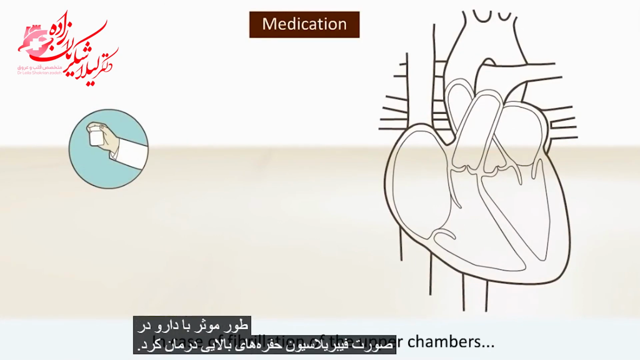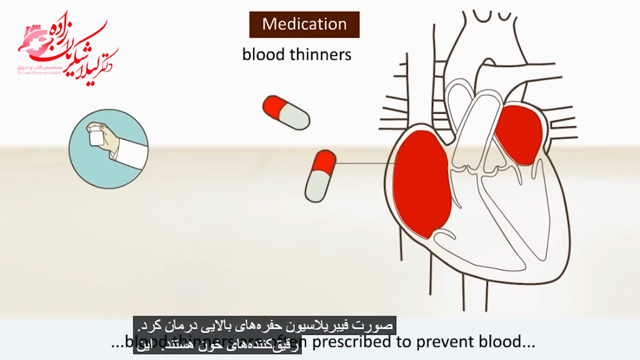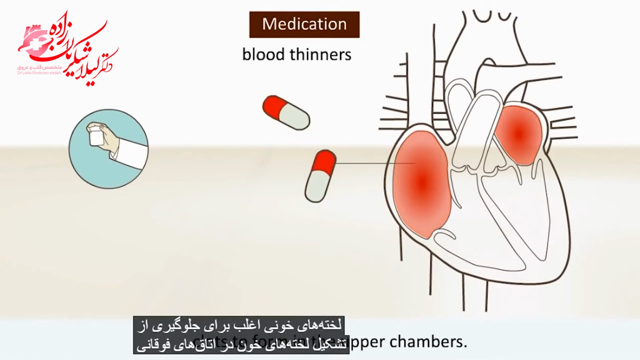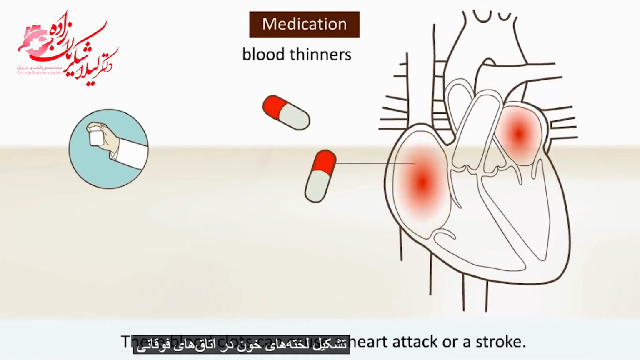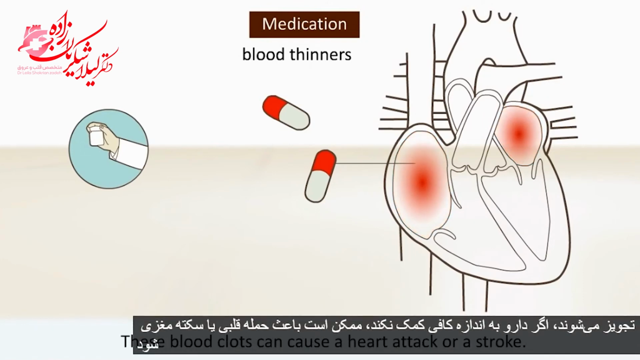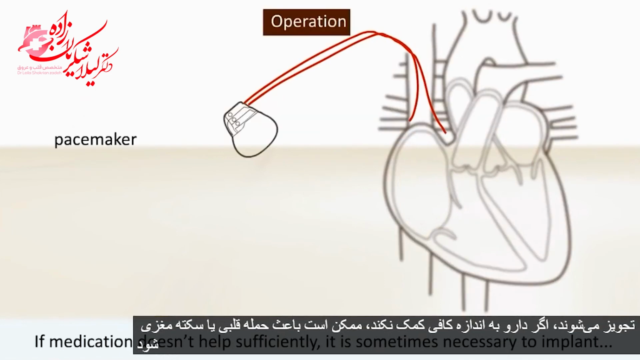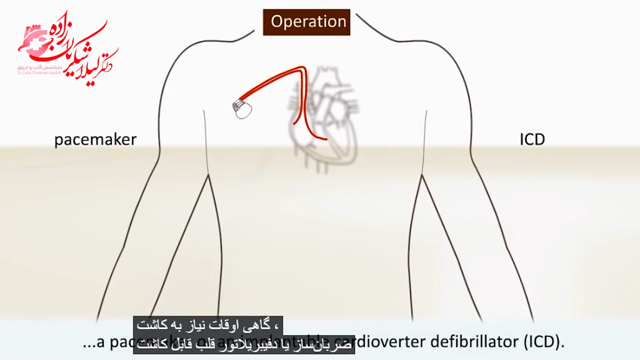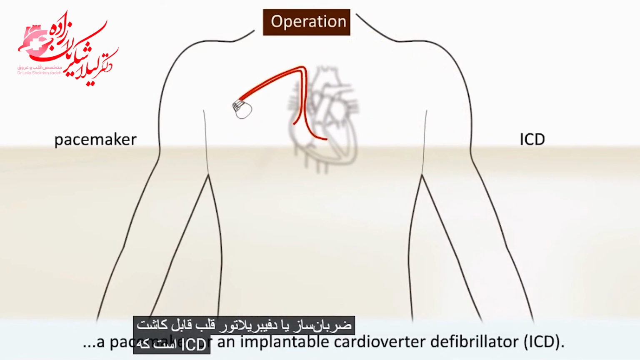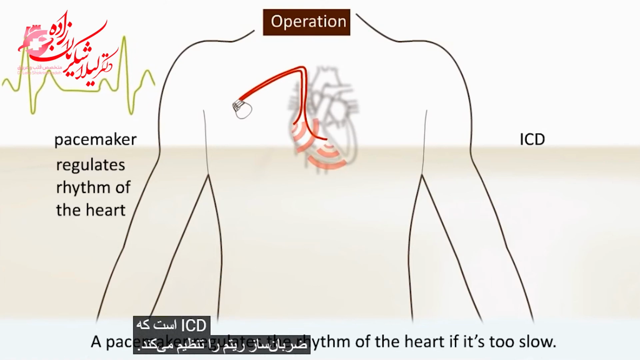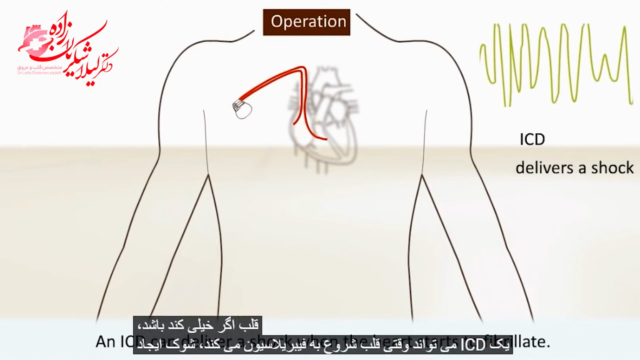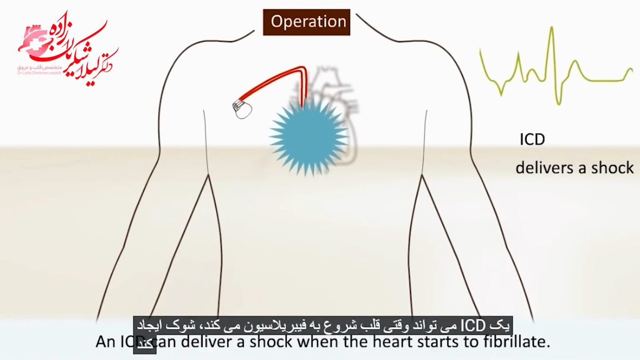In case of fibrillation of the upper chambers, blood thinners are often prescribed to prevent blood clots to form in the upper chambers. These blood clots can cause a heart attack or stroke. If medication doesn't help sufficiently, it is sometimes necessary to implant a pacemaker or an implantable cardioverter defibrillator, ICD. A pacemaker regulates the rhythm of the heart if it's too slow. An ICD can deliver a shock when the heart starts to fibrillate.